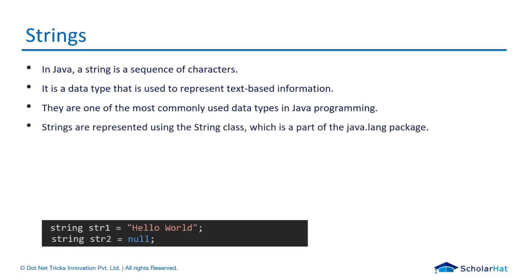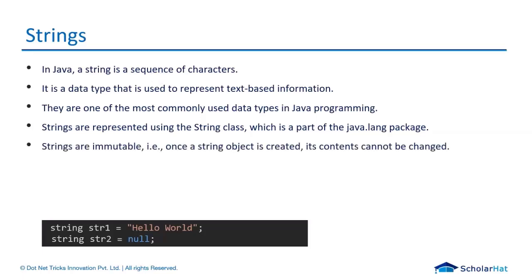Strings are represented using the String class. String is a class that is available in the java.lang package. We do have string methods that belong to the String class that will come very soon in the upcoming iterations. Strings are basically immutable. Once a string object is created, it cannot be changed. But we do have certain classes which make the string mutable, that I'll come to in a few more minutes.